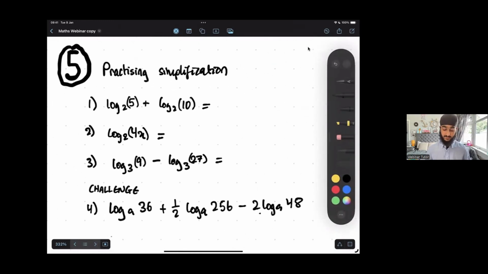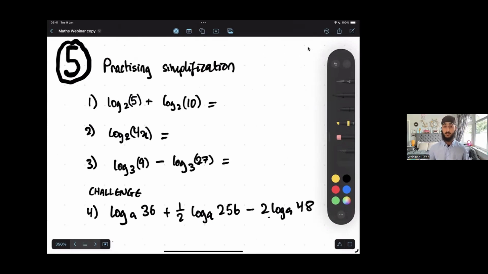Let's start practicing some simplification. So log base 2 of 5 plus log base 2 of 10. We know that's going to end up with one logarithm with the same base from earlier. And because there's an addition, we'll be multiplying the arguments. So we get 5 times 10, and that's 50.